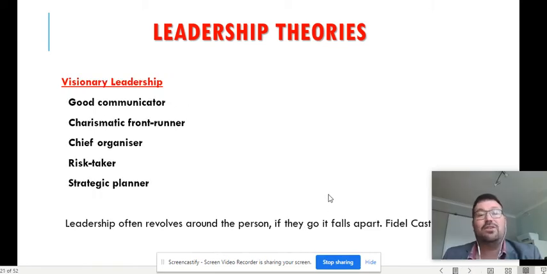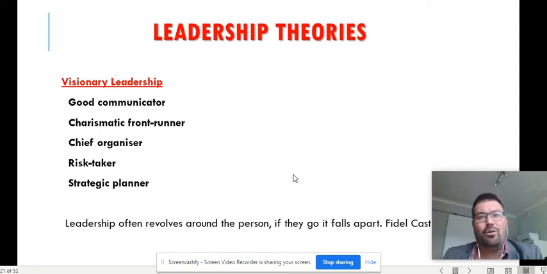Then the next one is visionary leadership. So one person at the top is a visionary. They're talking about changing the way that things are. So the industry has been the same for many years. This visionary leader is going to take us into a new tomorrow, into a different future using creativity and innovation. So they need to be good communicators. They need to be charismatic. People need to know their name. They need to be outgoing, and they are going to be pushing this leadership structure.